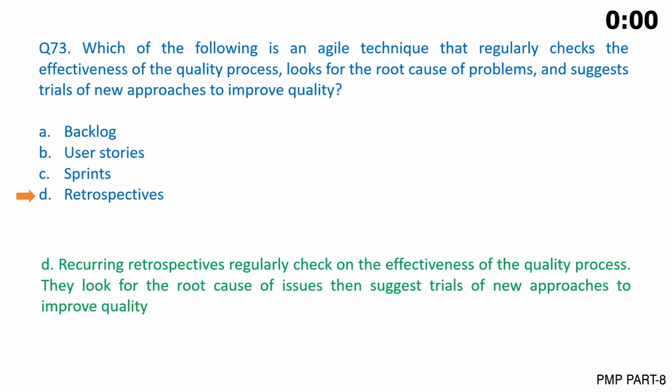The correct answer is D. Recurring retrospectives regularly check on the effectiveness of the quality process. They look for the root cause of issues, then suggest trials of new approaches to improve quality.